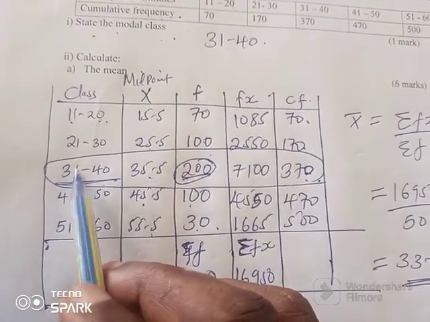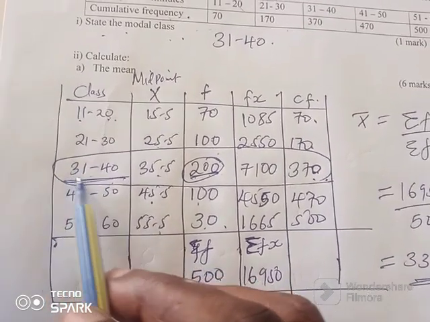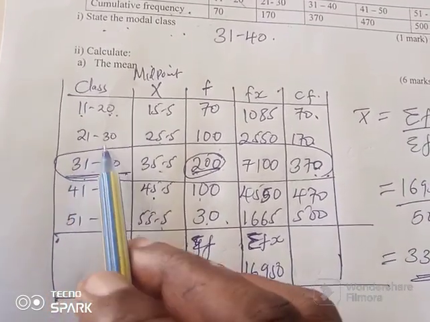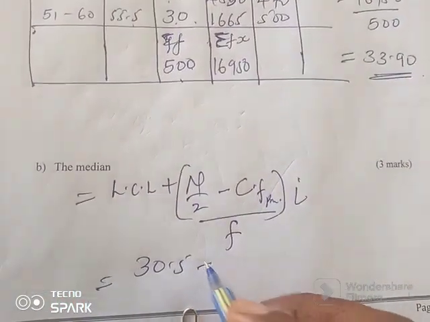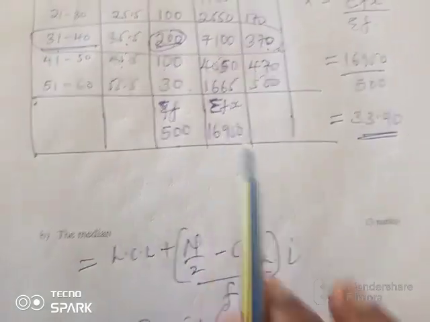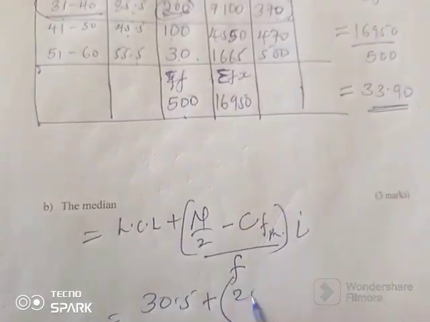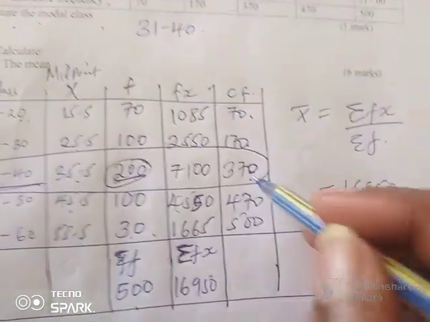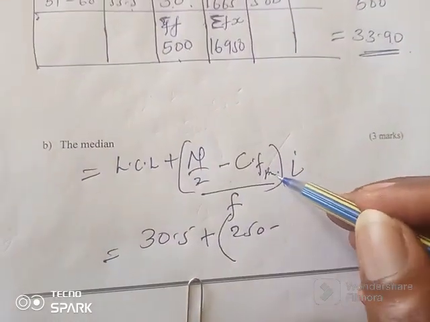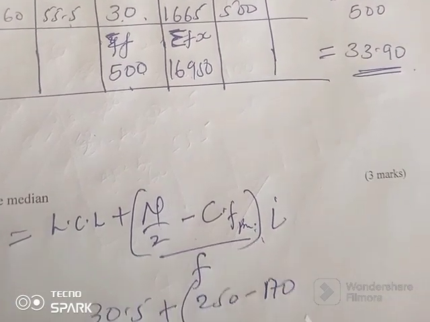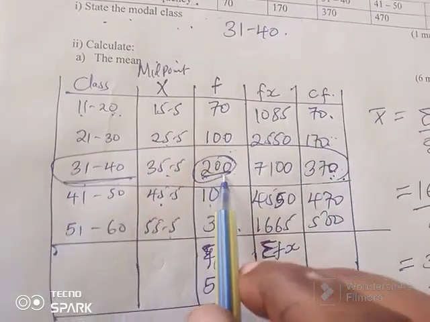So the lowest class limit here, as you know, we are going to minus half from the lowest boundary, that is 31. So minusing a half, we get 30.5, plus the number over 2, total number 500 over 2 is the 250 we were talking about. And now that we are using this class, the previous cumulative frequency is 170, all over frequency of our class. This class we have chosen here is 200, times the class interval.